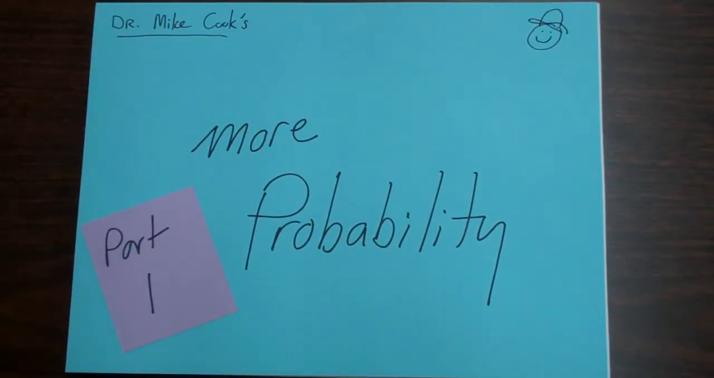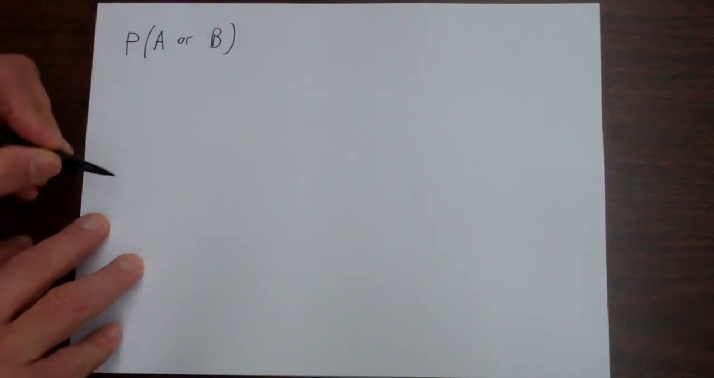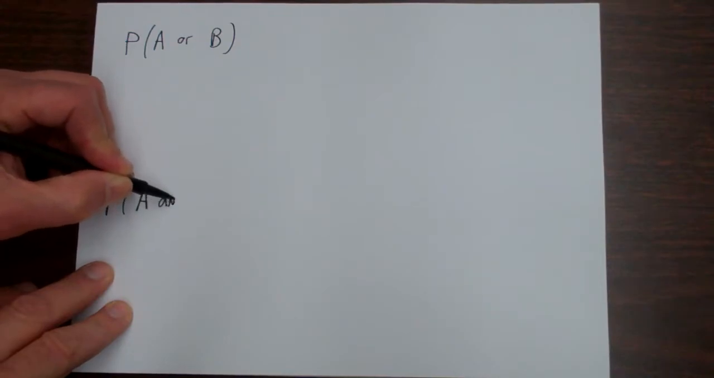This is the first in a series of videos that delve more deeply into some probability problems. So the first thing about probability, let's think about the difference between and or. In probability, we can have two events, A and B, and we can say, what's the probability of A or B happening? But we could also say, what's the probability of A and B happening?